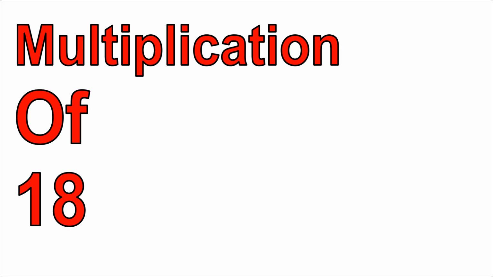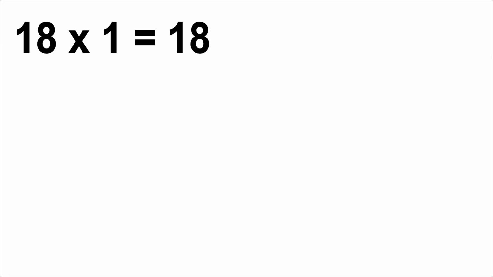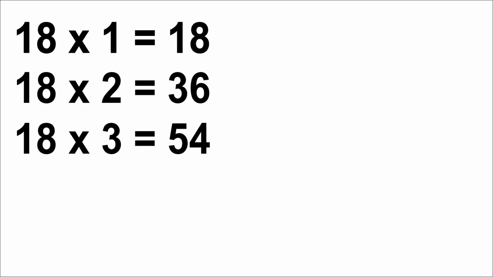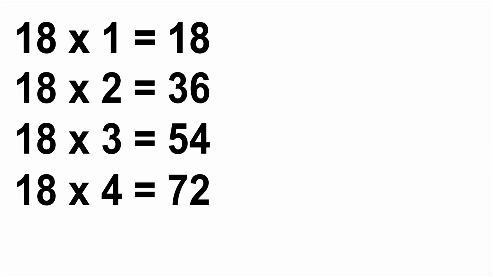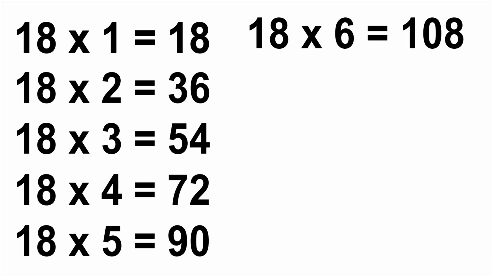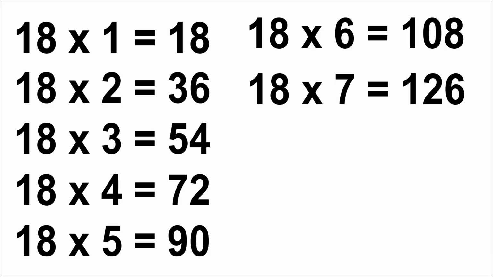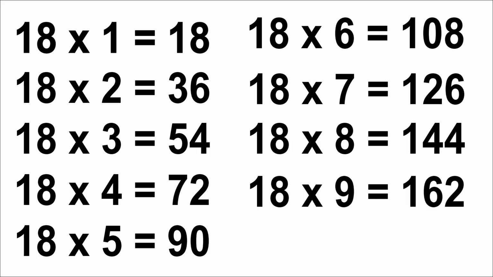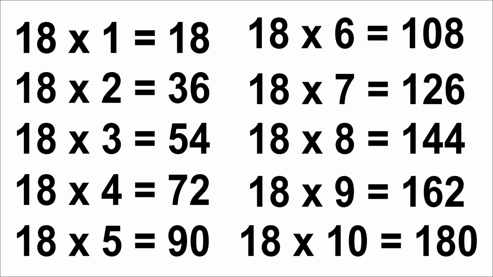Multiplication of 18. 18 times 1 is 18. 18 times 2 is 36. 18 times 3 is 54. 18 times 4 is 72. 18 times 5 is 90. 18 times 6 is 108. 18 times 7 is 126. 18 times 8 is 144. 18 times 9 is 162. 18 times 10 is 180.